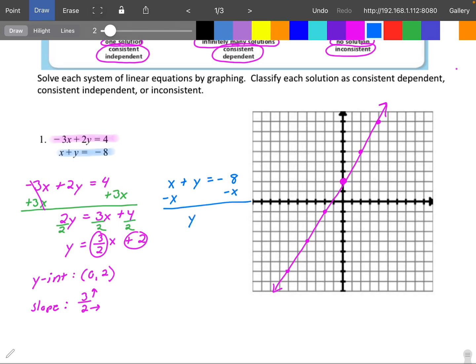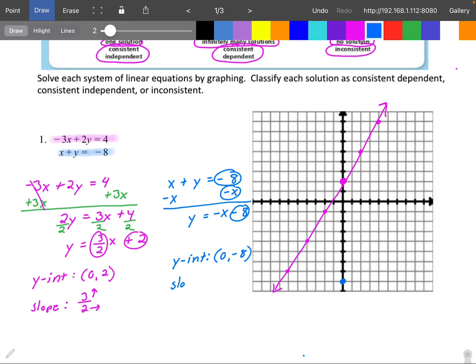And so then that's going to give us y equals, now I have a negative x and then a -8, so -8. So y is already by itself now. My y-intercept is going to be that number without a variable, so 0, -8. So we can go ahead and put that on here. 1, 2, 3, 4, 5, 6, 7, 8.